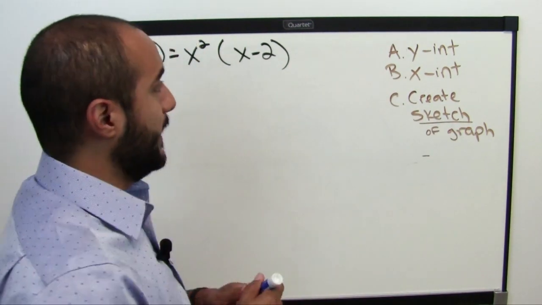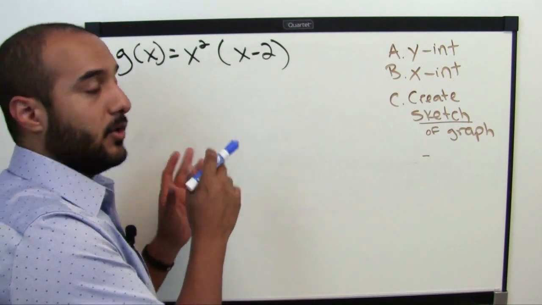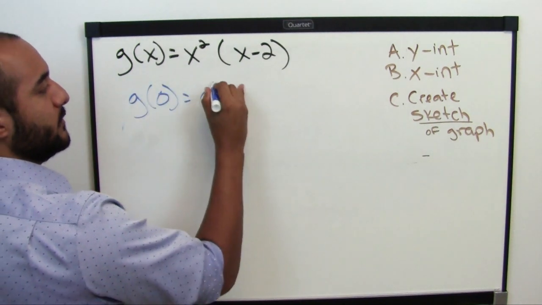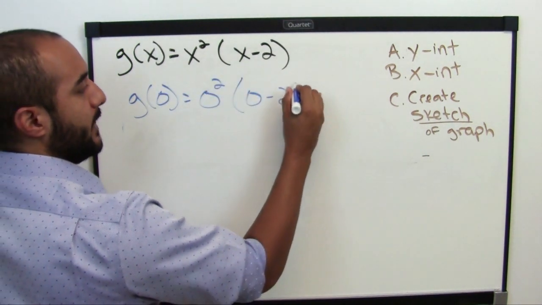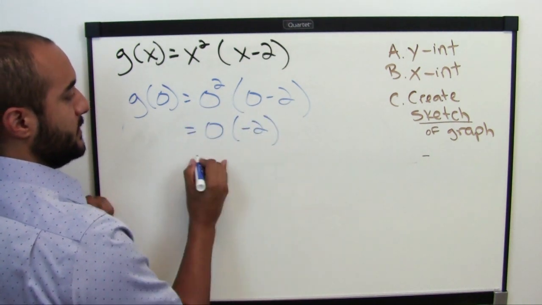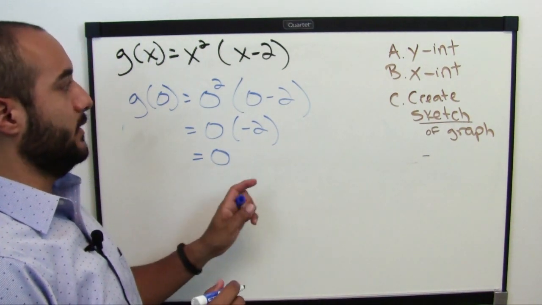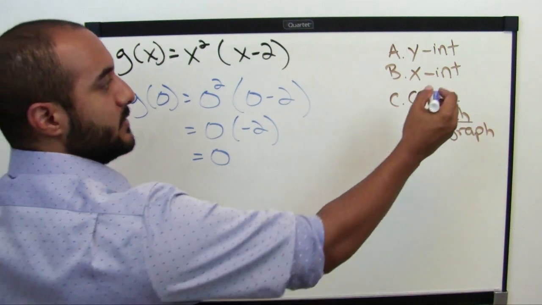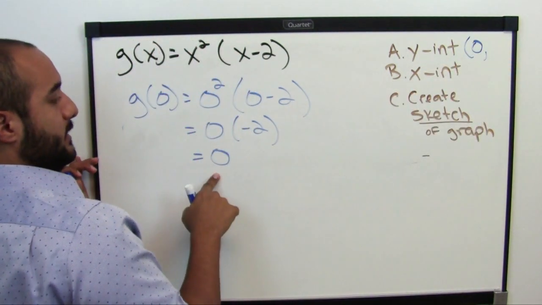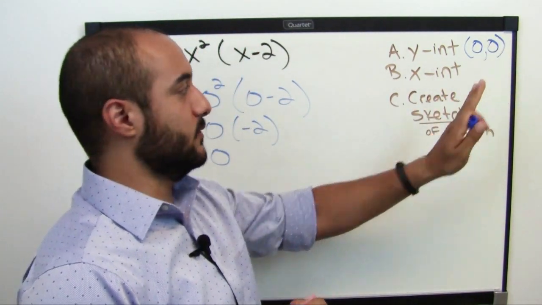So, starting off with part A. For your y-intercept, remember that is where your x is equal to 0. So we'll set this up as g of 0 equal to 0 squared times 0 minus 2. Easy peasy, lemon squeezy, that gives me 0. So I know that my y-intercept is where, when my x was 0, my g of 0 was also 0. So we know that our y-intercept is at 0, 0.